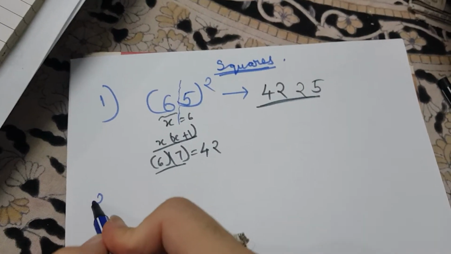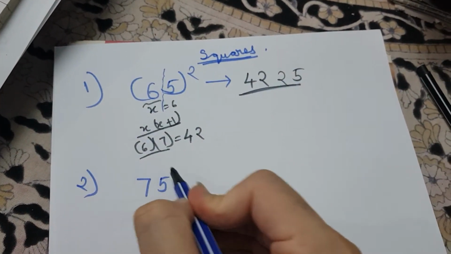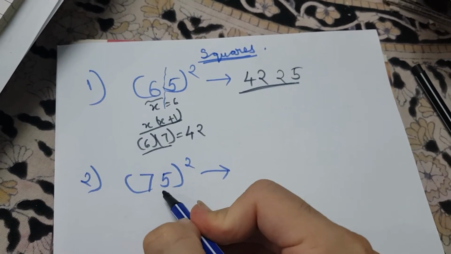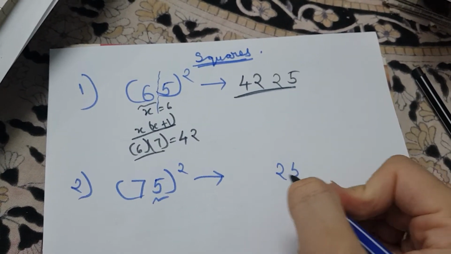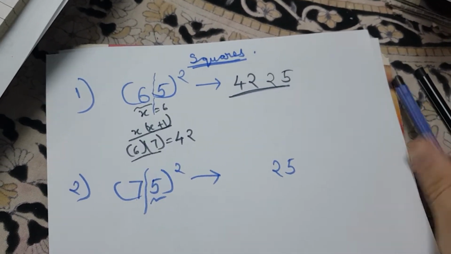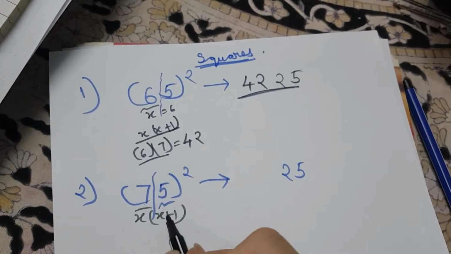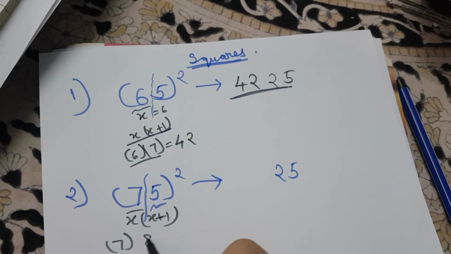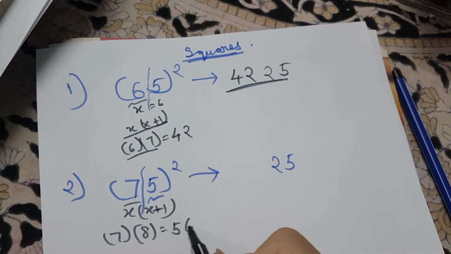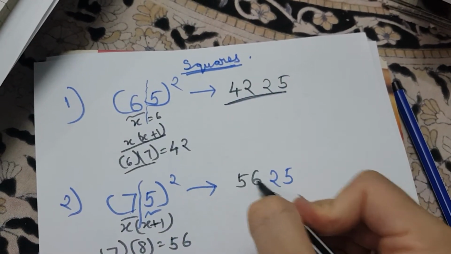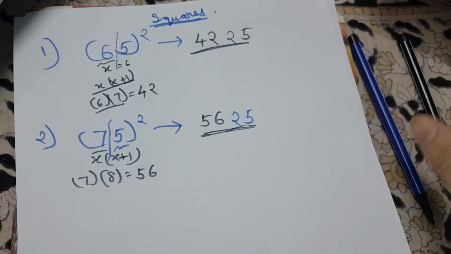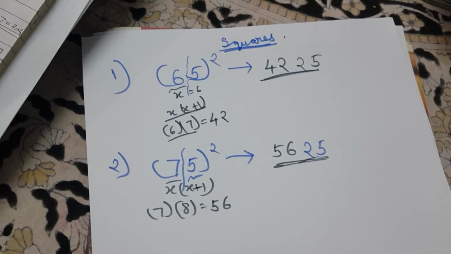Let us take this time 75 square. Just write this 25 because you have to split this, and this is x. You just need to multiply x into x plus 1 here. That is 7 into 7 plus 1, that will be 8, that is equal to 56. So 5625 is your answer.